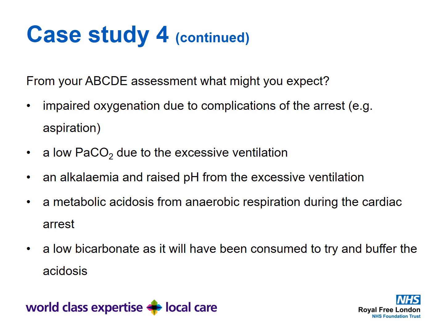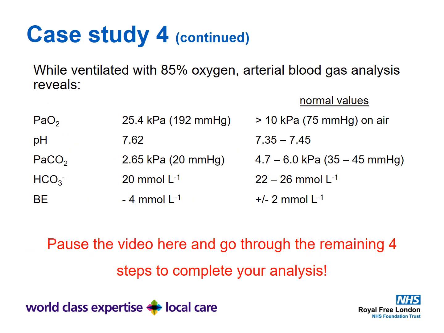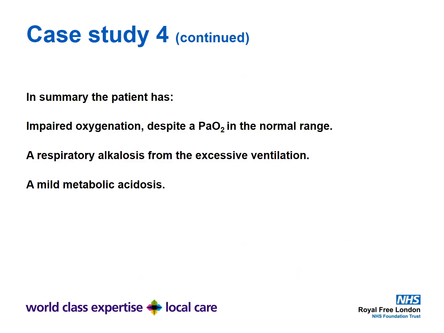So let's have a look at her gas. These are the numbers here. Again, pause here, go through your remaining steps and complete your analysis. So she has an impaired oxygenation despite a PO2 in the normal range, a respiratory alkalosis from the excessive ventilation, and a mild metabolic acidosis from the anaerobic metabolism from the cardiac arrest.